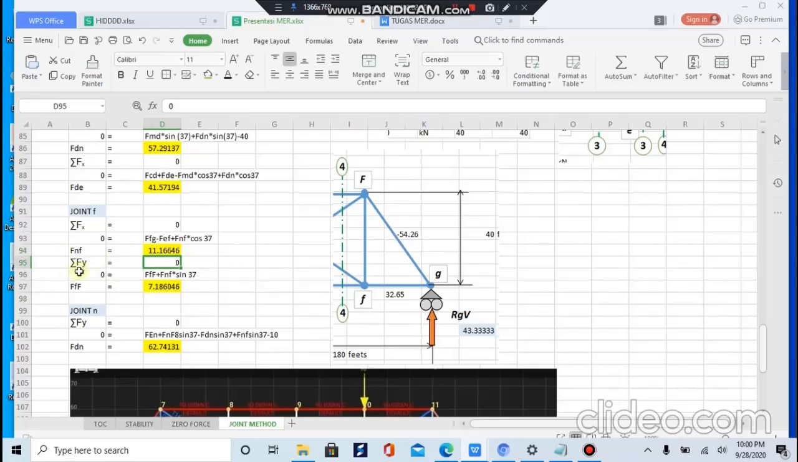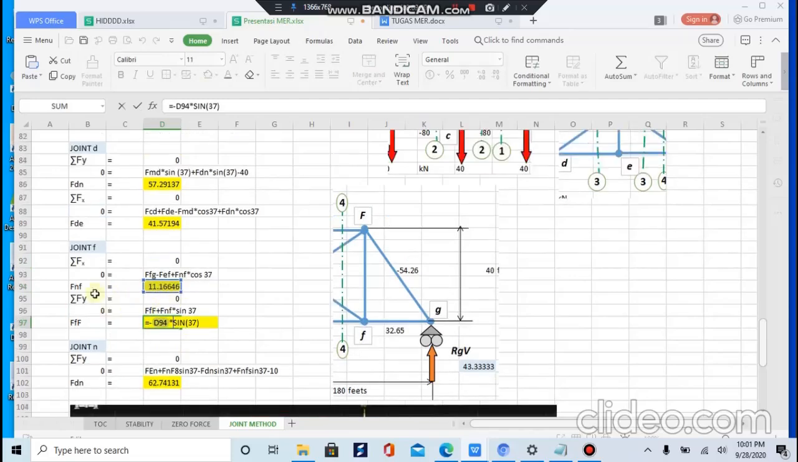For the sigma Fy is equal to 0, so 0 is equal to FF plus FNF times sin 37. So FNF is equal to 7.186, whereas it's from FNF times sin 37.